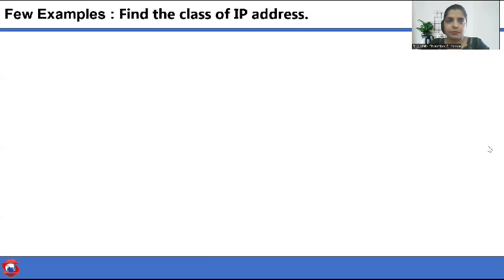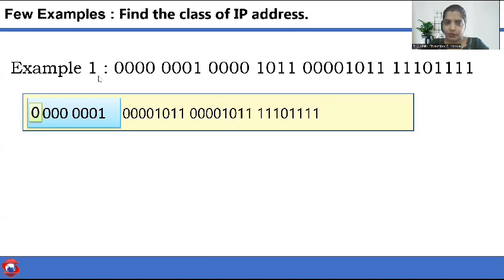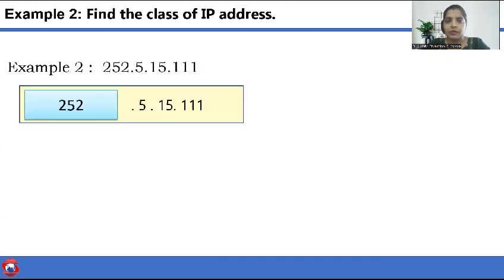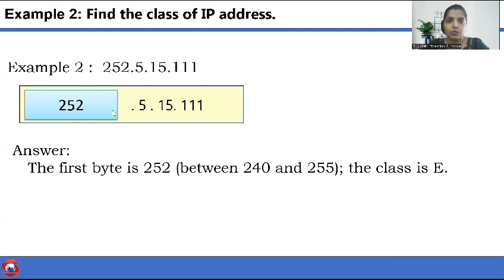Let's look at some examples. For example, if the IP address is represented in this 32-bit binary format, we observe the first byte. We observe the first bit is 0. It indicates it's a class A IP address. Similarly, if the IP address is represented in decimal format, then observe the first byte, which is 252. 252 belongs to class E, because class E has the range 240 to 255.